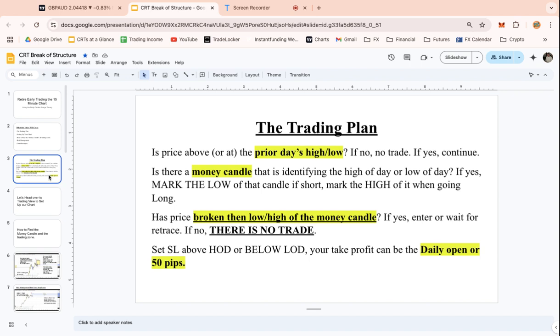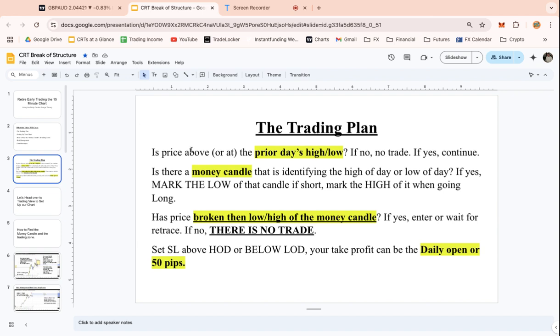So here is the trading plan, verbatim, very simple, easiest trading plan you're ever going to see. And of course, we're using the candle range theory. If you do not know what the candle range theory is, you're going to want to pause this video, check the links in the description. You really don't have to have a deep understanding of it, but this plan does follow that.